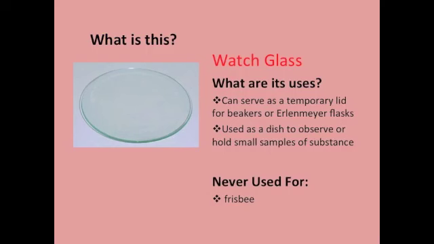This is a watch glass. A watch glass looks like a giant contact lens. It's made of glass and it's concave. It's used for observing small amounts of chemicals or chemical reactions, and you can also use it as a temporary cover for a beaker or a flask. You never want to throw these things around, though. You want to be very careful. They are made of glass and they can shatter, so don't use them as a frisbee.